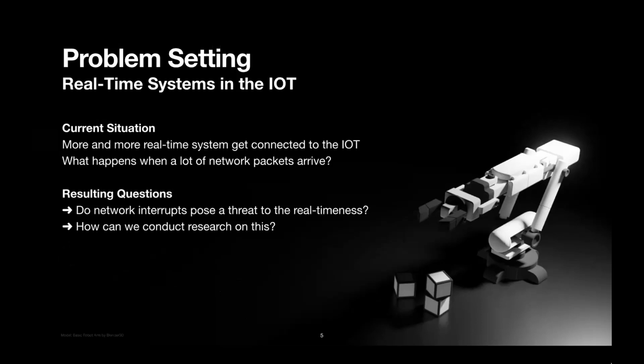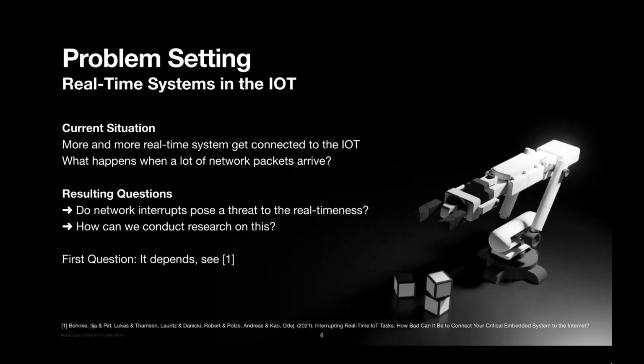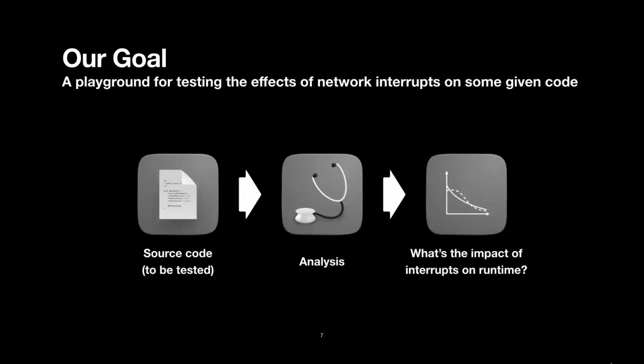So the question is now, does this really happen? So do network interrupts really pose a threat to the real-timeness of those systems? And the second question is, how can we conduct research on this? So given some microcontroller or some system, some code with a critical task and some analysis scenario, how long will it take? Basically, the first question was already answered in our first reference. So really, it depends whether you're careful with your task priorities and what system you're looking at. And the second question still remains open, and this is basically the topic of Paris.